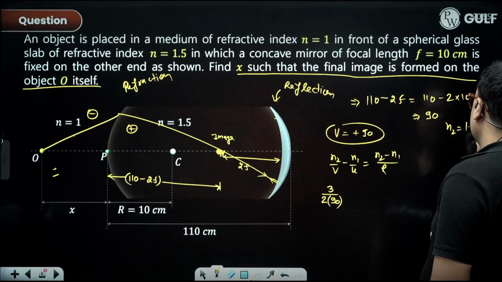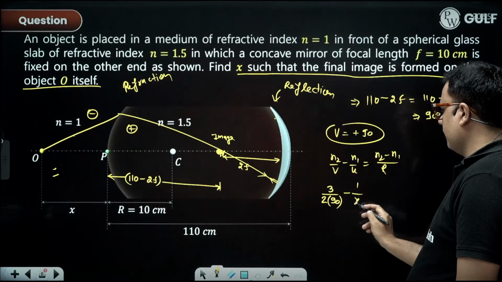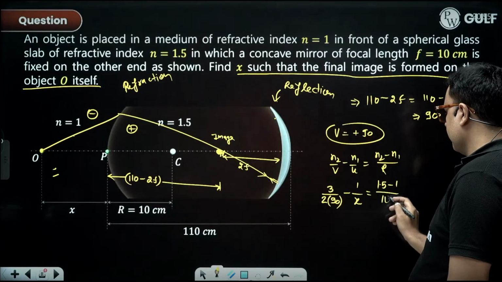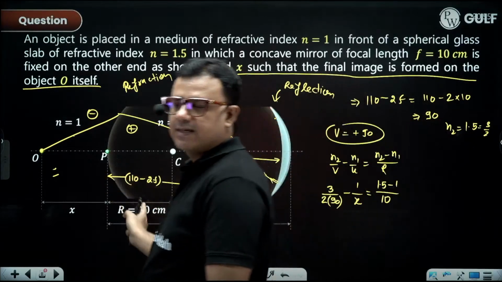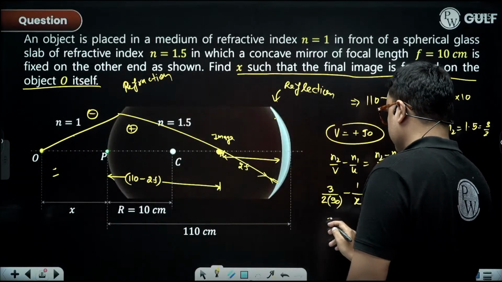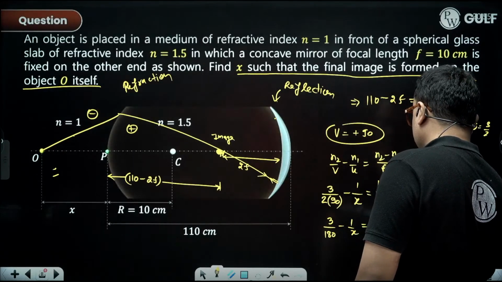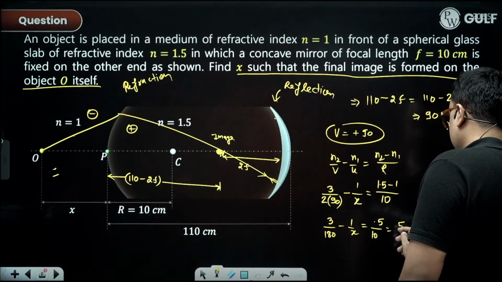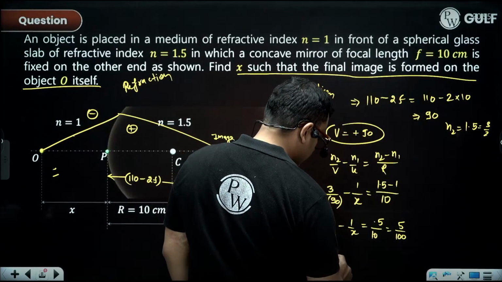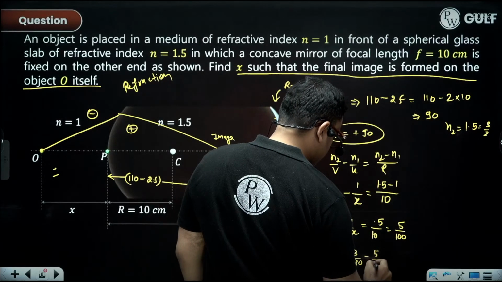N2 is 1.5, which can be written as 3 by 2. N1 is 1. We need to find out which is x. So 3 by 2, that is 1.5, minus 1 upon R is 10. Obviously, R is also positive because the radius is positive on this side. So 3 by 180 minus 1 upon x equals 0.5 by 10, which is 5 by 100. So 1 upon x will be equal to 3 by 180 minus 5 by 100.